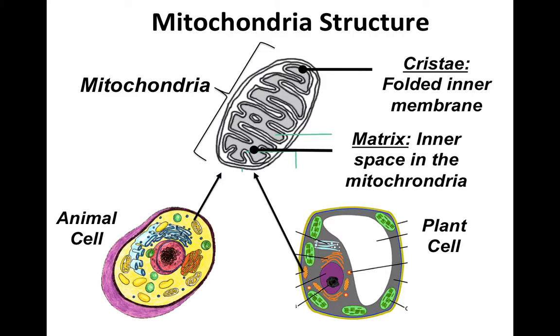Inside, if you notice that gray area right there, that gray area is actually known as the matrix. So the matrix is just that gray space inside of there. Again, the matrix is just the space that's inside of the mitochondria. We've got to have names for everything, right? So it's the space inside of there.